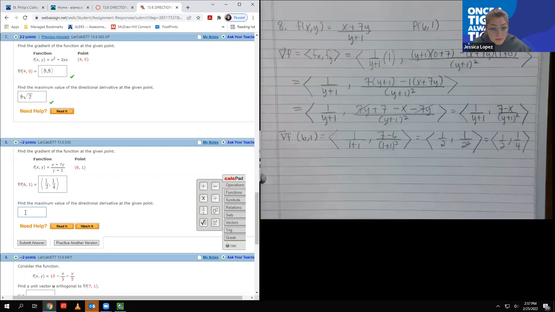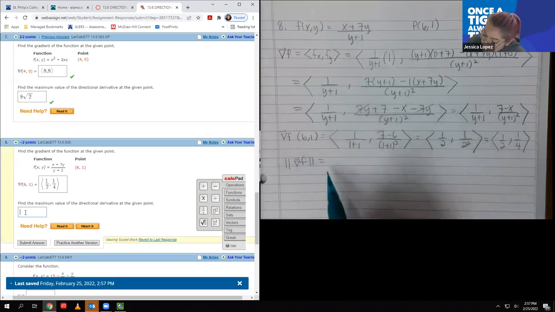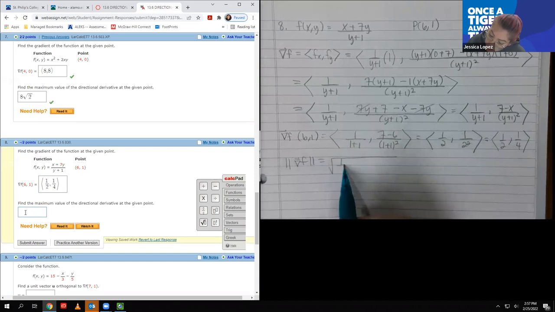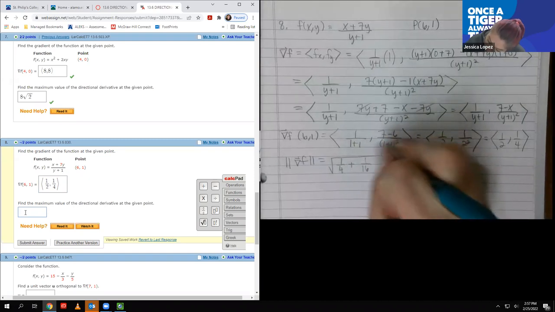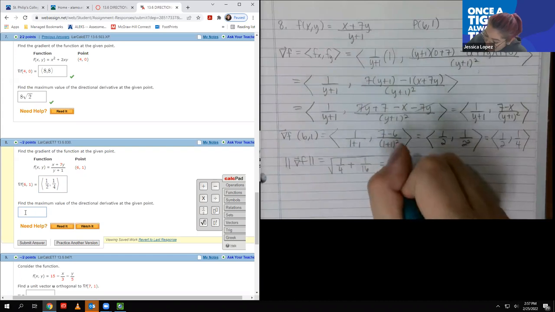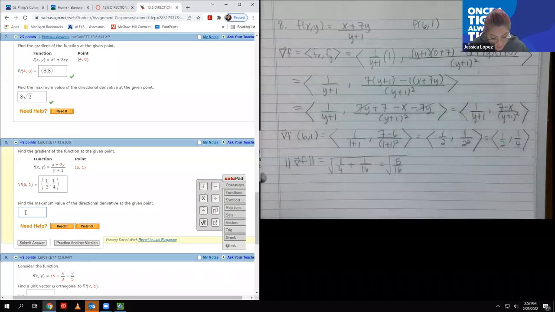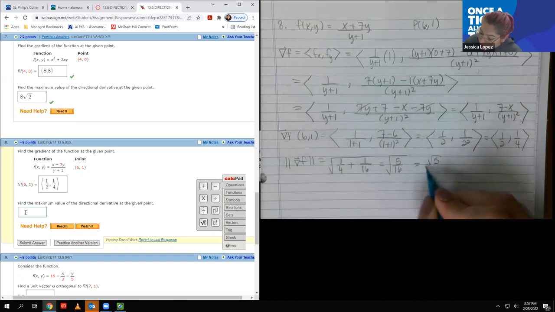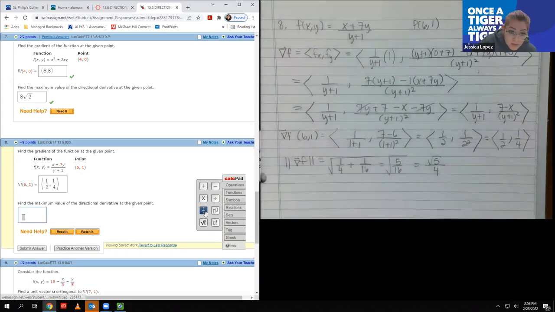Okay, and now it says find the maximum, so we're just going to do the magnitude of the gradient of f, which is the square root of this guy squared, which is 1/4, plus this guy squared, which is 1/16. And if I combine those, I believe I get 5/16, but I'm not sure. Let me see. 1/4 plus 1/16 is 5/16. Now the square root of 5 I cannot do, but the square root of 16 I can. It's just 4. And so I get a fraction, with a square root at the top, but a 4 at the bottom.